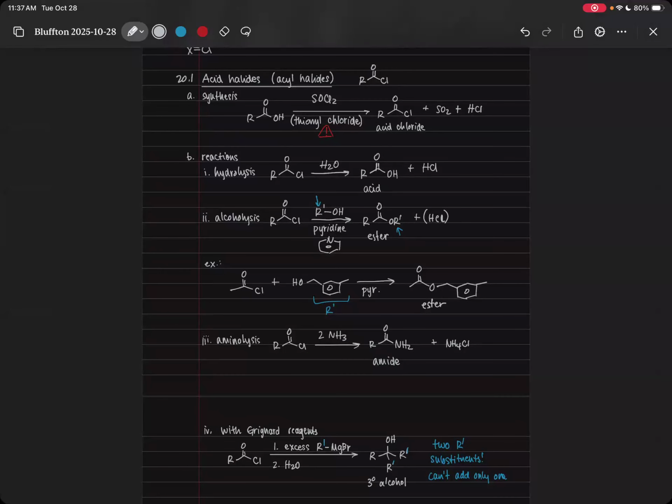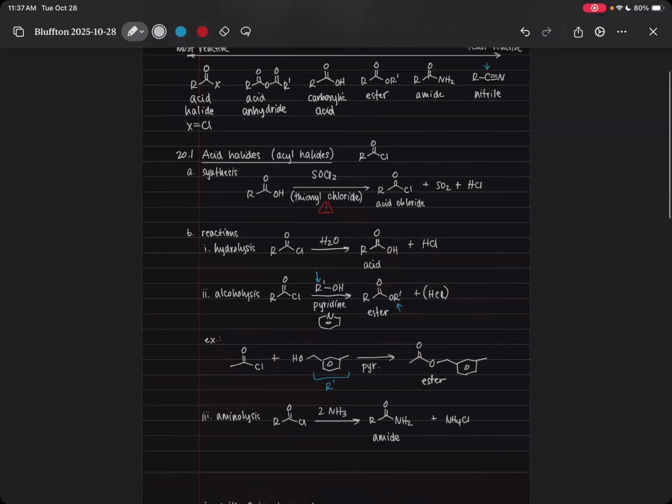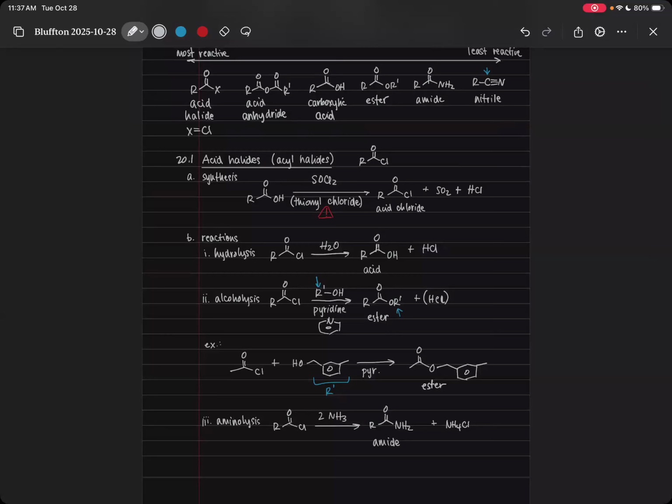Okay, questions on acid halides. So as you're building up a library of reactions, one thing you should certainly look for is trying to be able to decide, if you have multiple functional groups, what's going to react first. And it's going to follow this order, right? So if you have a molecule and you see it's got an acid halide, that's the first thing you should look at.